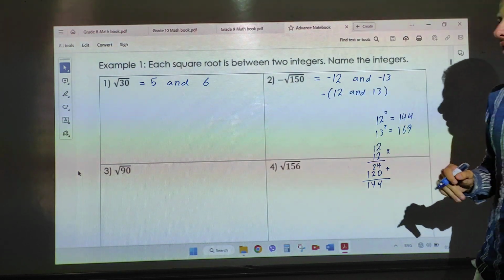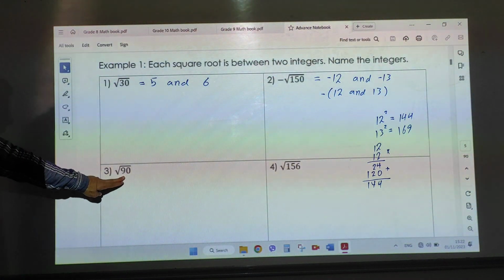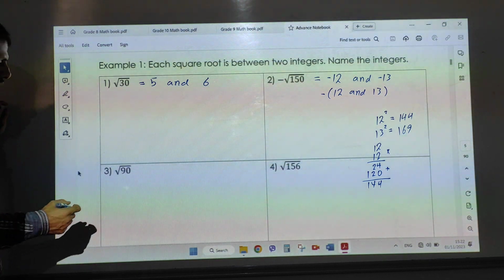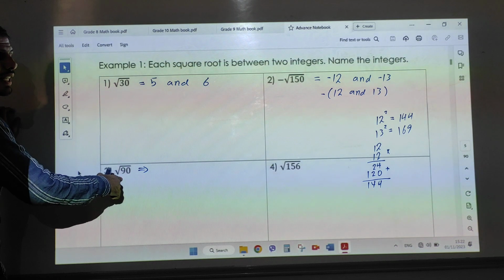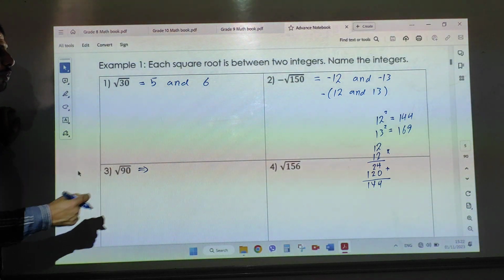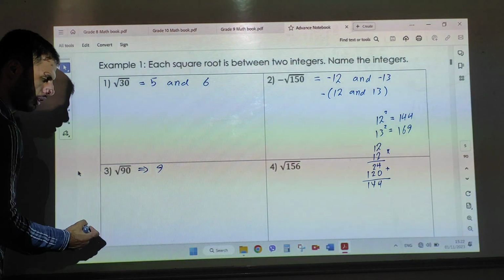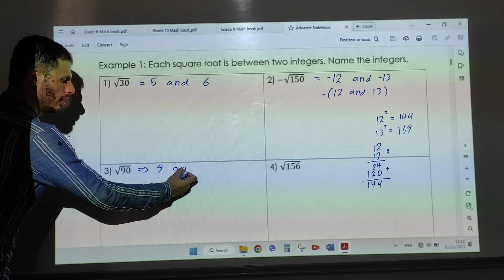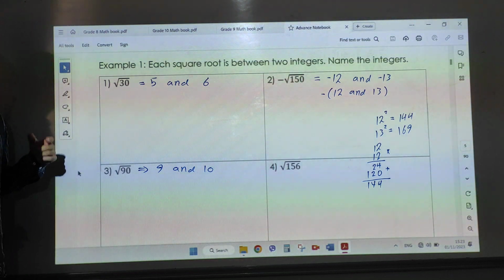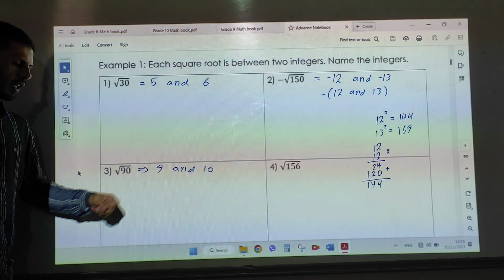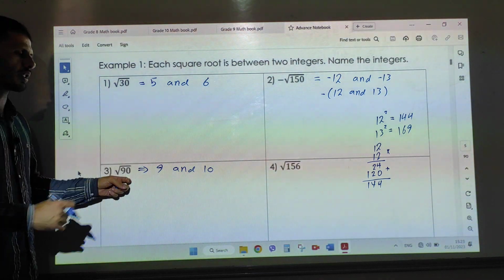Then the next one, question 3, about the square root of 90. We know the perfect square less than 90 is 81, and the one greater than 90 is 100. The square root of 81 is 9, and the square root of 100 is 10. So this number is between these two.